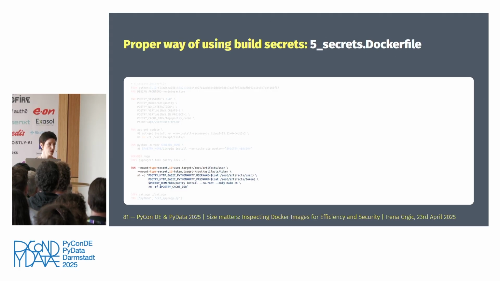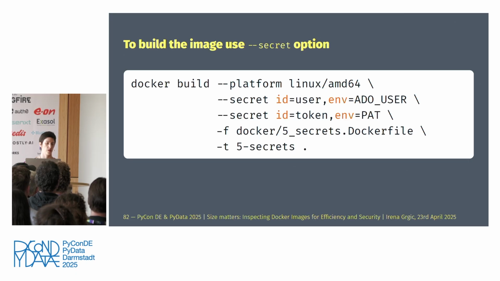And how do you build this image? Well, also quite simple, by using the secret option when you're building the image. You have to specify the same ID that you specified in the Dockerfile, and you can either pass the value from the environment or from a file.